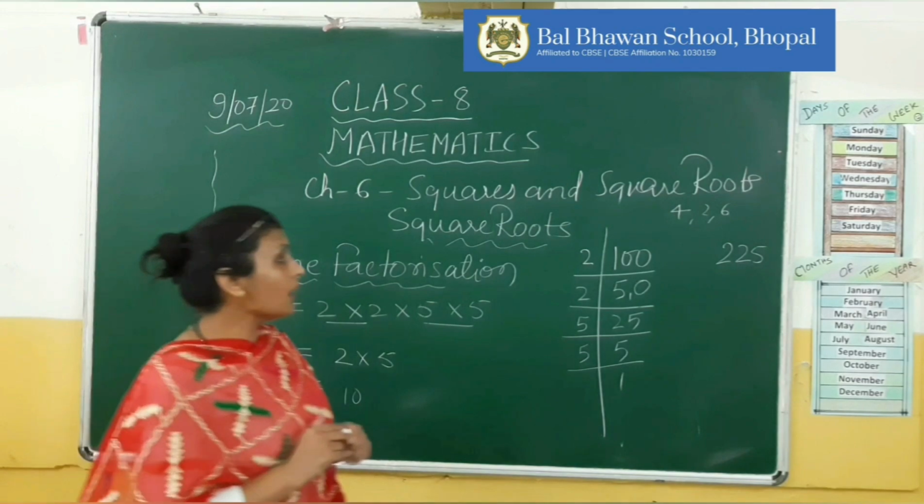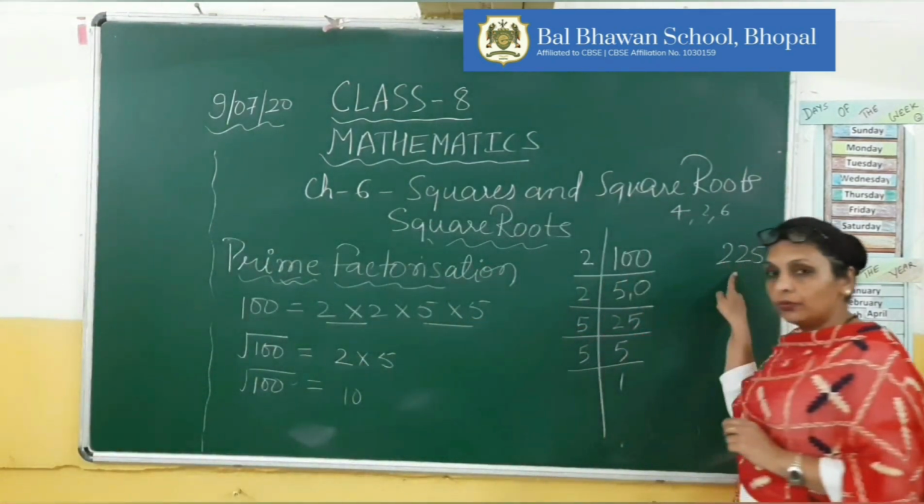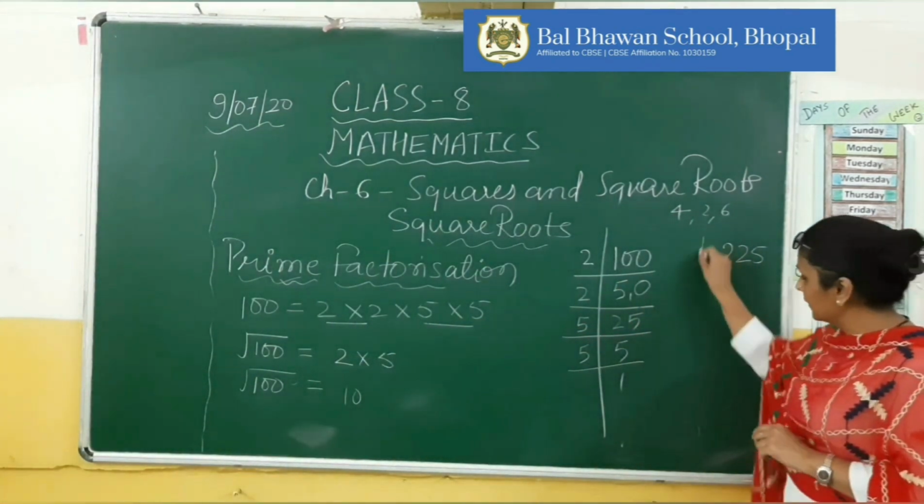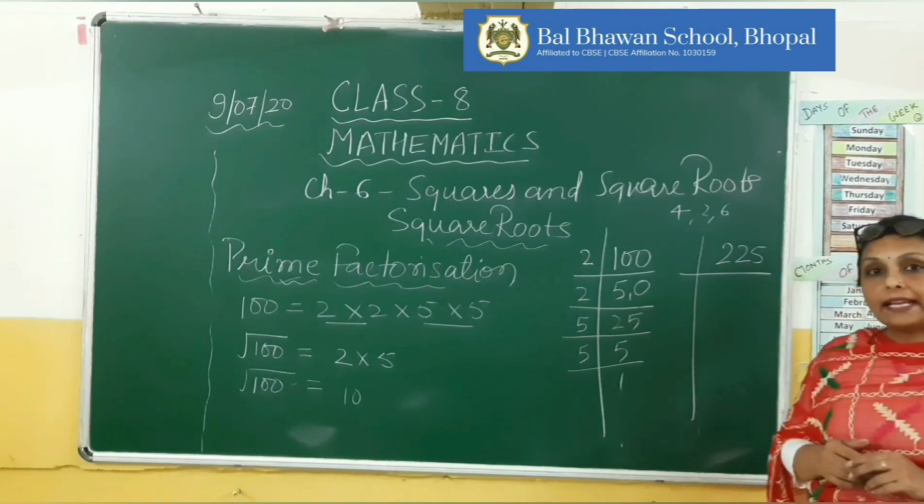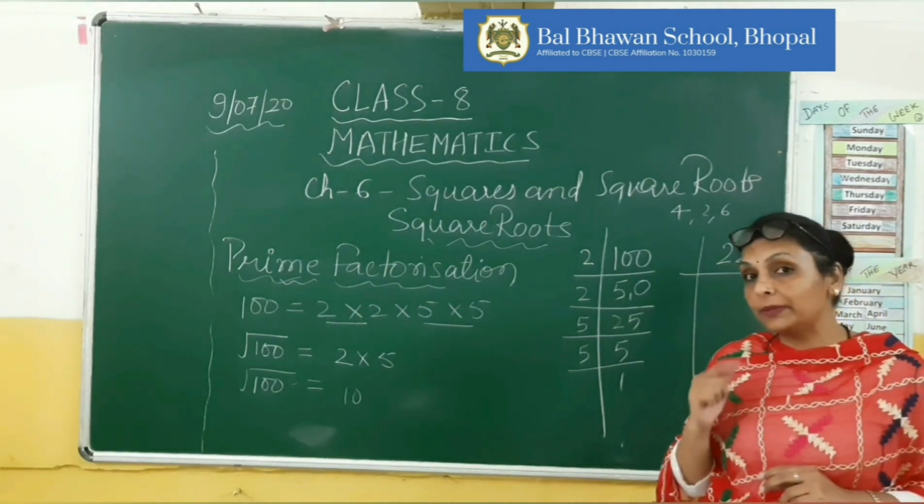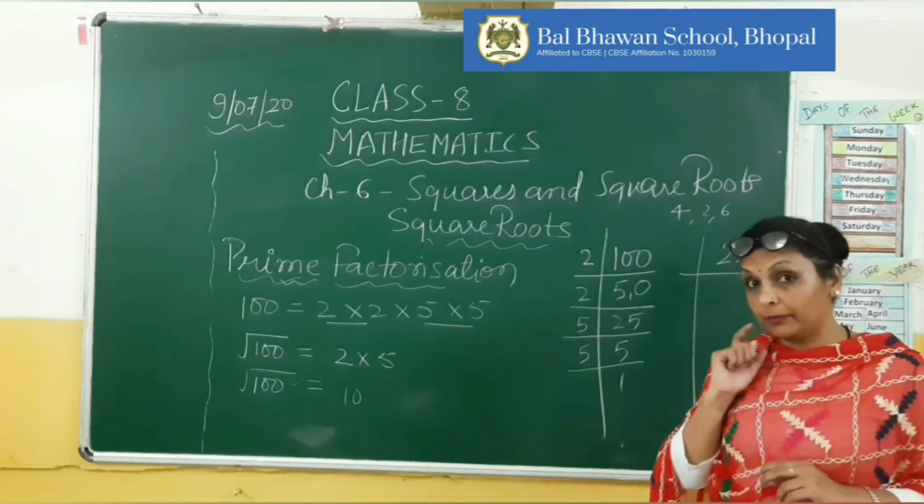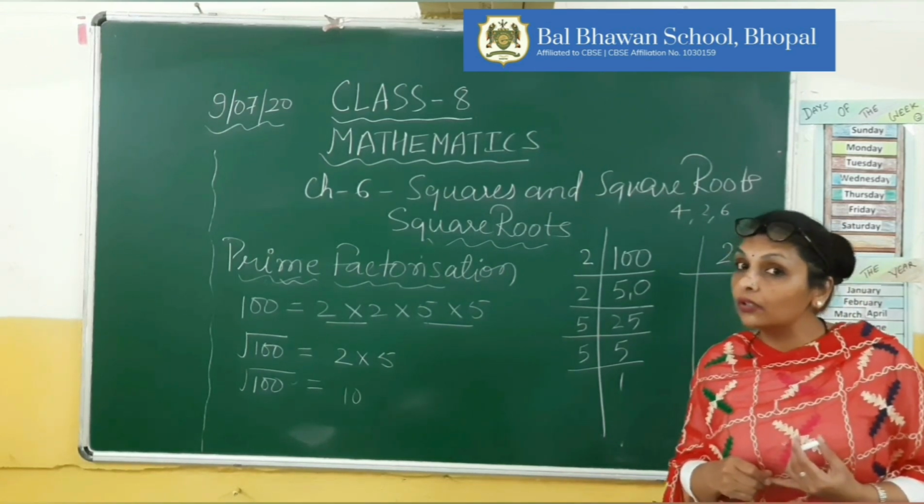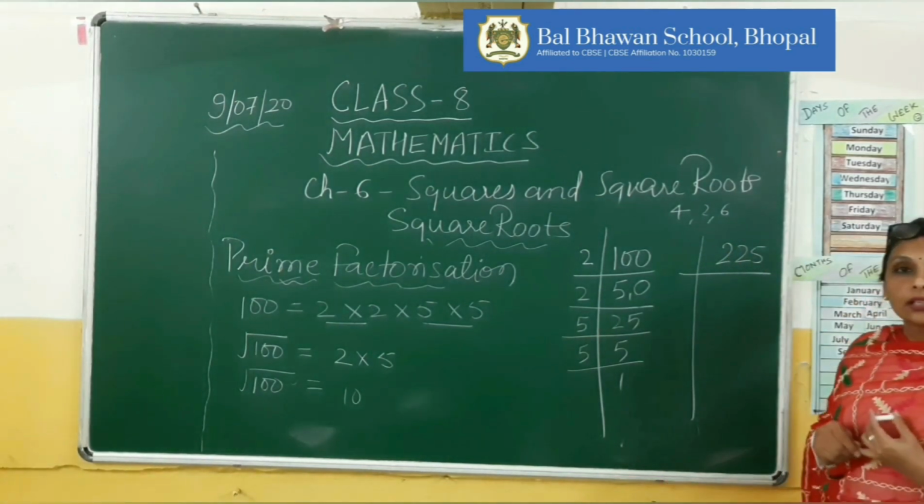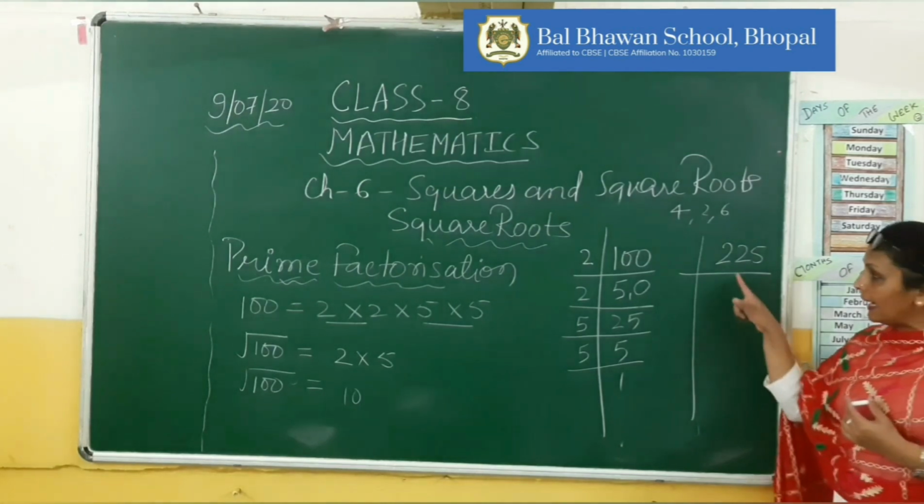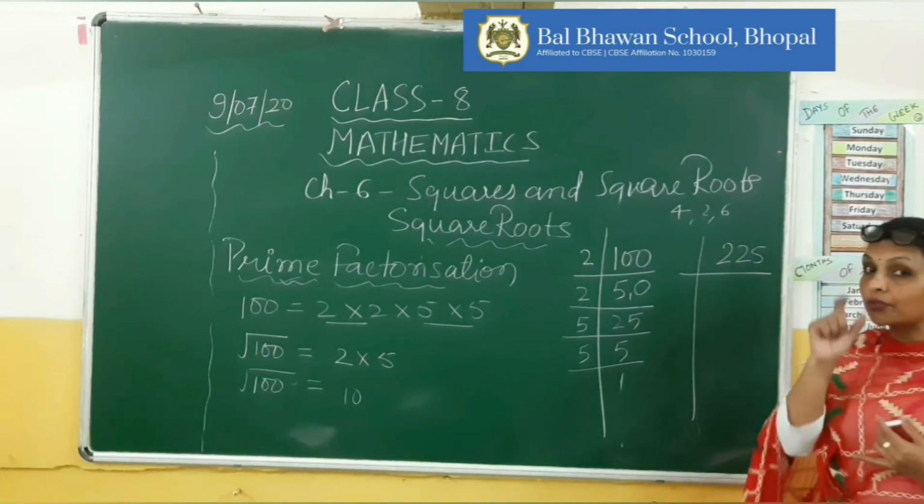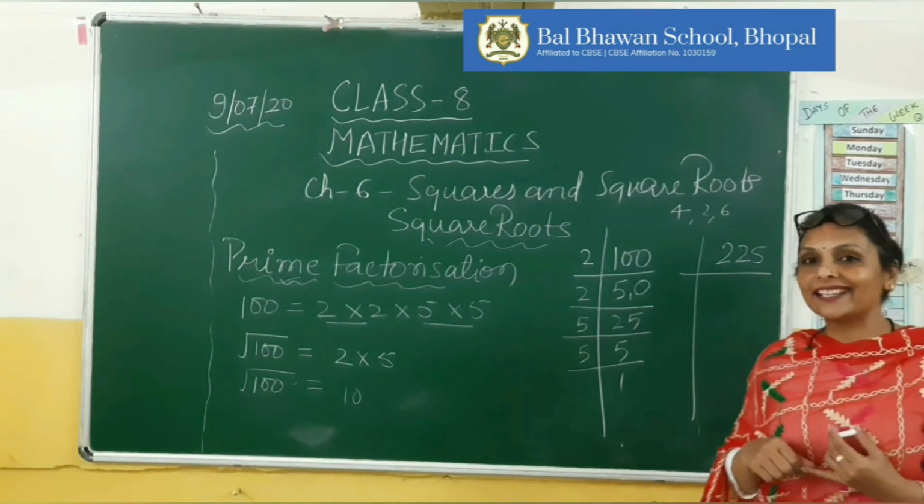Clear? Now I am taking another number, 225. This number ends with 5, so it will be divisible by 5, but it can be divisible by 3 also. So what is the divisibility rule of 3? We will add all the digits and the sum should be divisible by 3. Let's check it.